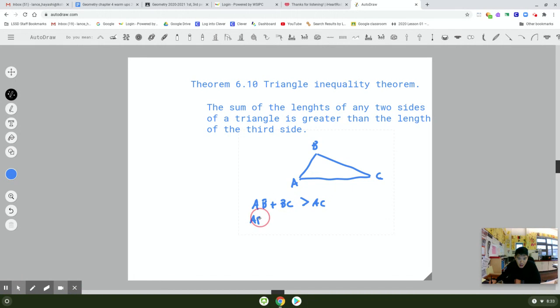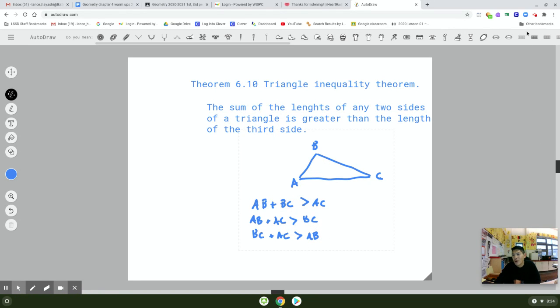I could take the length of AB plus the length of AC, again, that's the sum of the lengths of two sides of a triangle. That has to be greater than the third side, BC. Or there's one other inequality that you could write. Possibly pause the video and see what inequality that could be. Okay, if you said the length of BC plus the length of AC has to be greater than the length of AB, that would be correct. So that always has to be true for any triangle that you have.